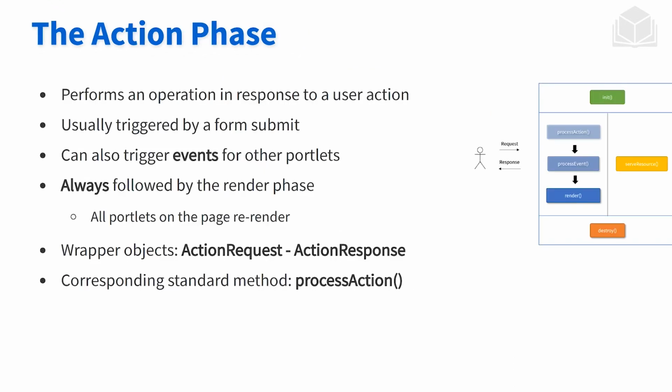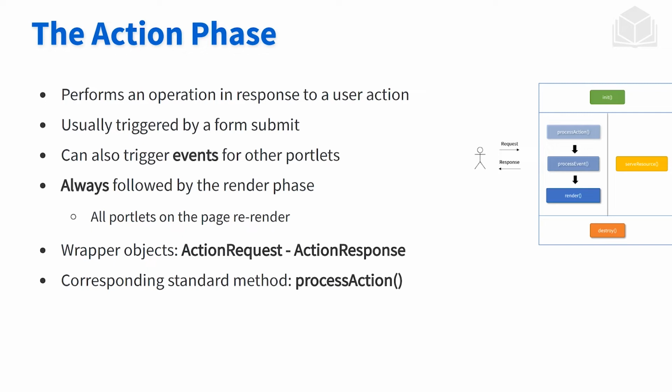So the next phase that we're going to be talking about is the action phase. The action phase is the second phase that we as developers are very interested in when it comes to developing our applications. Now, the action phase, just like the render phase, is typically invoked using a URL. In the previous example, we saw a portlet URL. With the action phase, we will have an action URL.